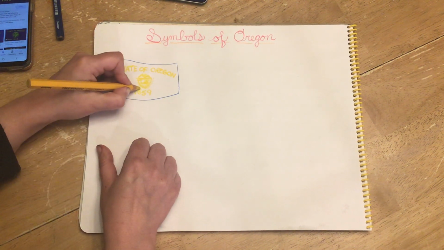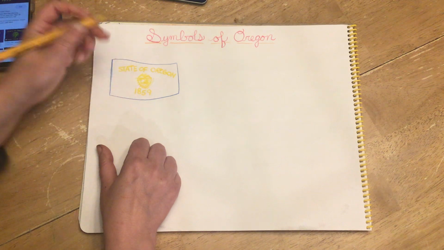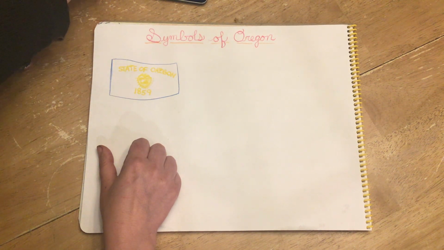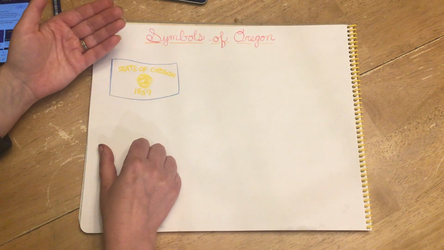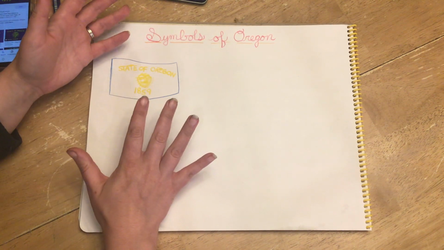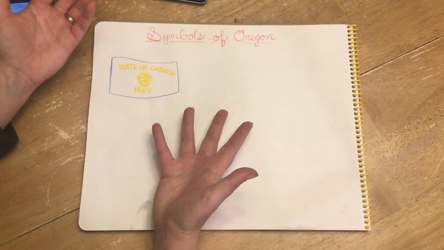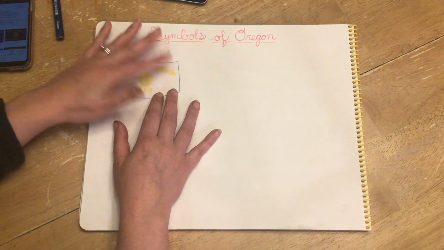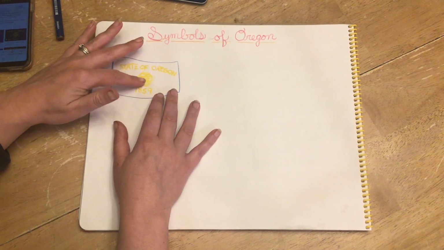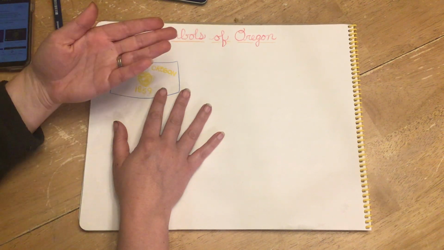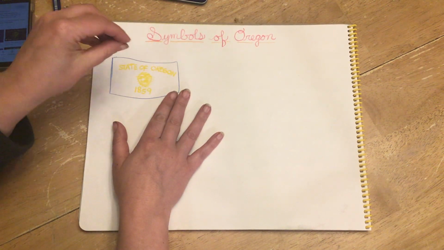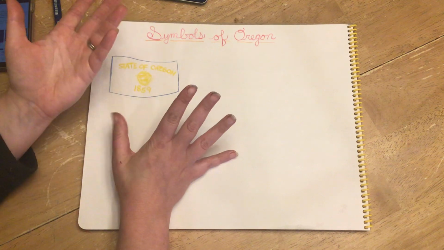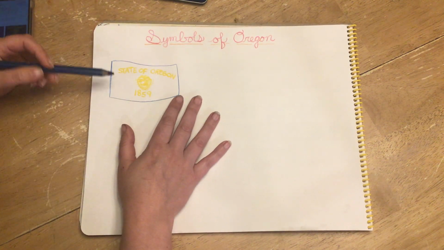There we go. And of course, there's something really special about our state flag, which is that it has two sides to it. We're just going to draw one side of it. So this is the side that has the name of the state and the year and the state seal. We're going to do that side. The other side is just blue with a big gold beaver in the middle. So we're going to just do this side.